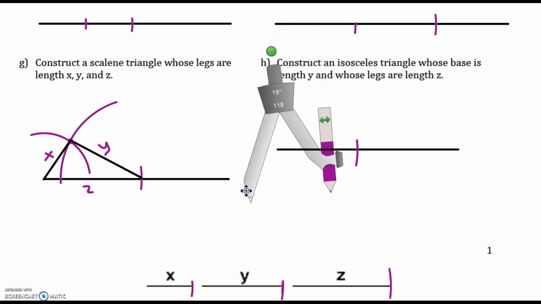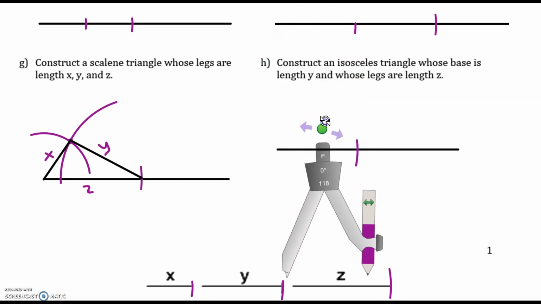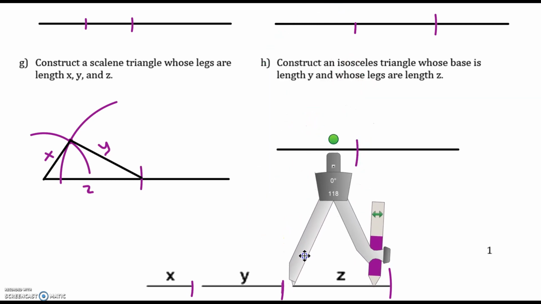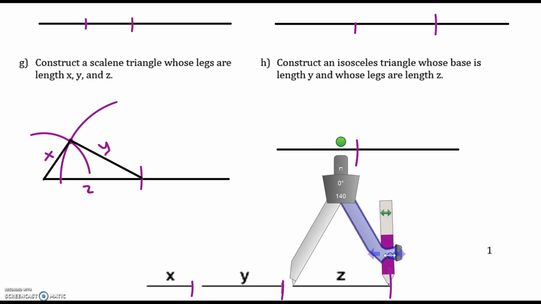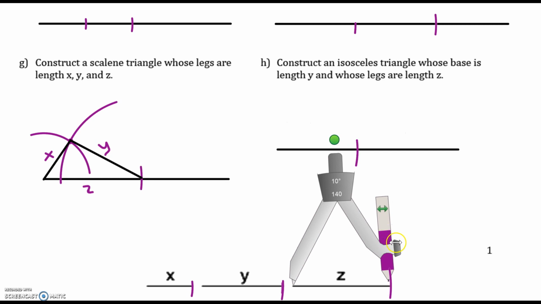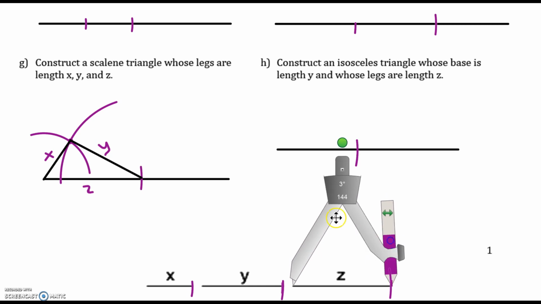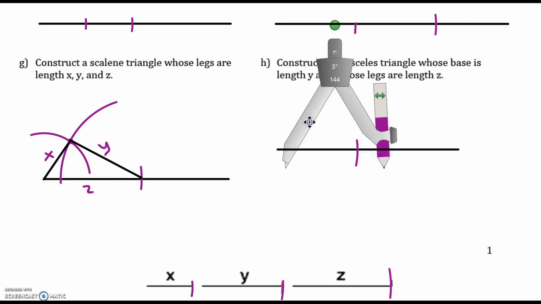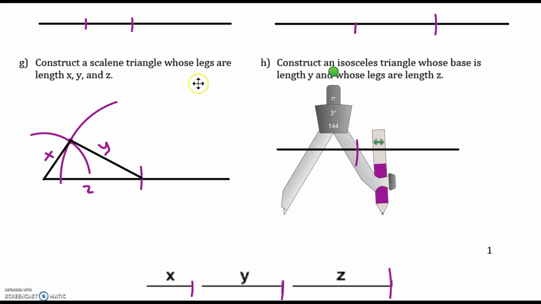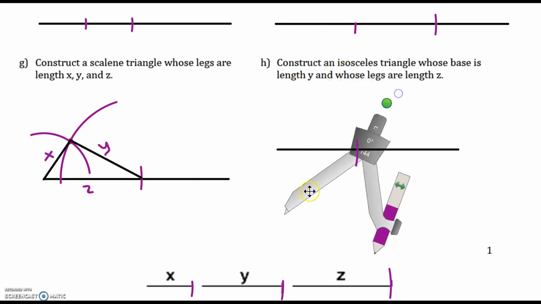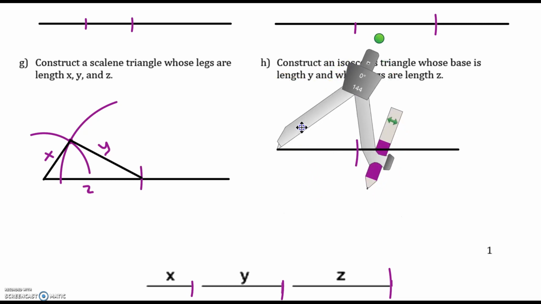And it says the legs will be length Z. So for the legs, I have to measure how long Z is. So I'm going to go back to my givens, and I'm going to measure how long Z is. And I'm going to put that on each end of the segment above, like I did before. And we're going to swing an arc. Now, your intersection on G was above the segment. It doesn't have to be. You can go below it if you have room.